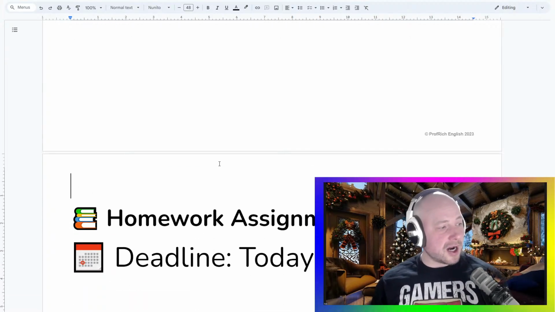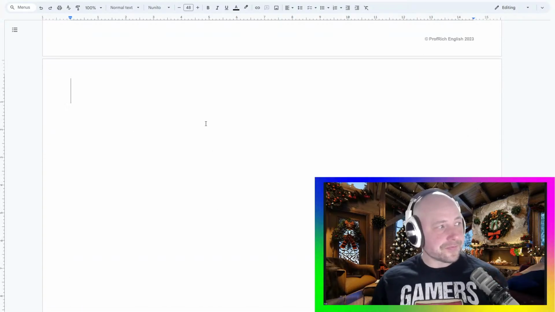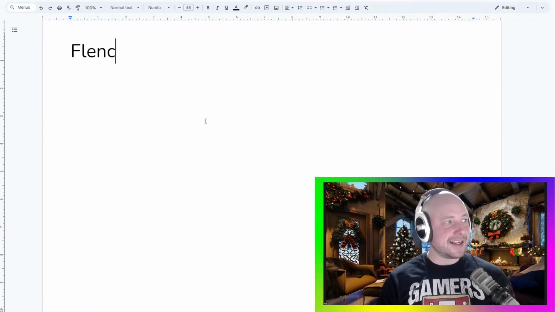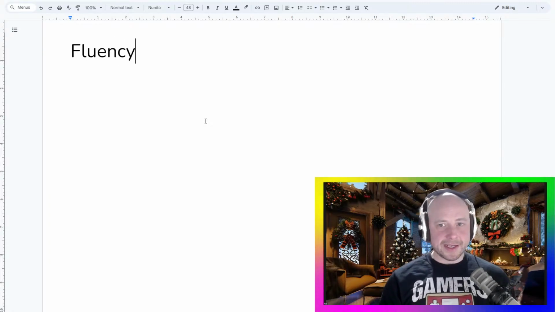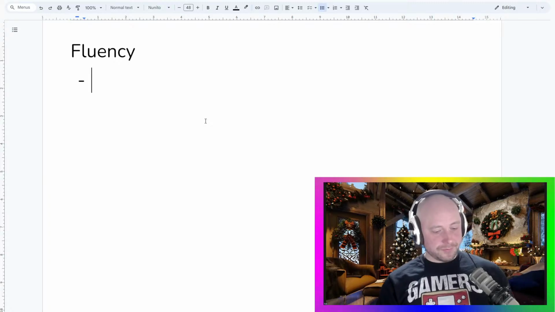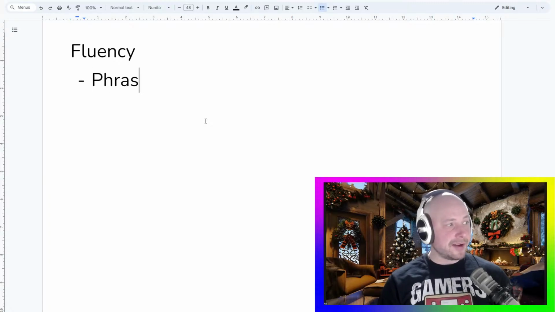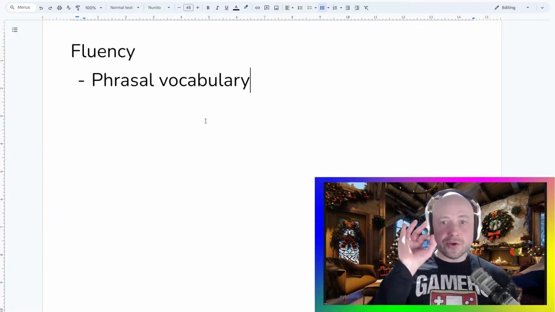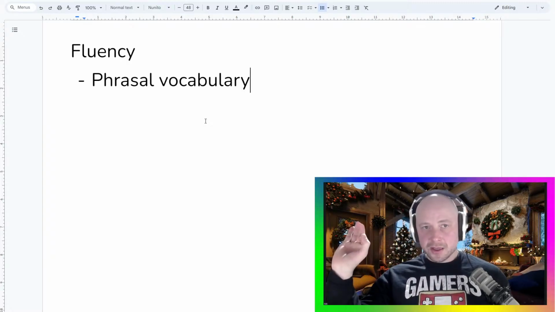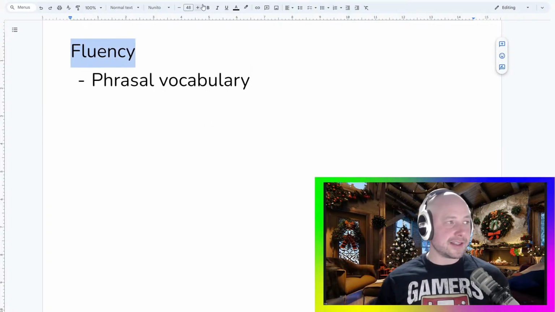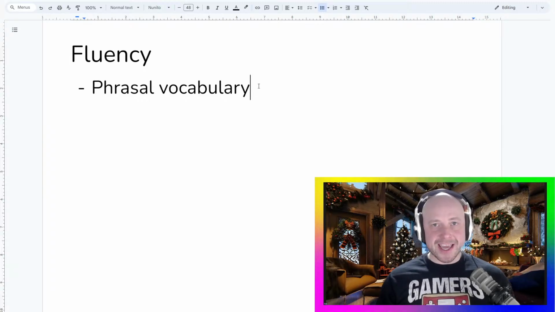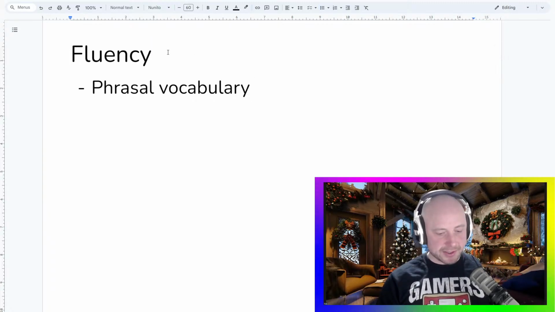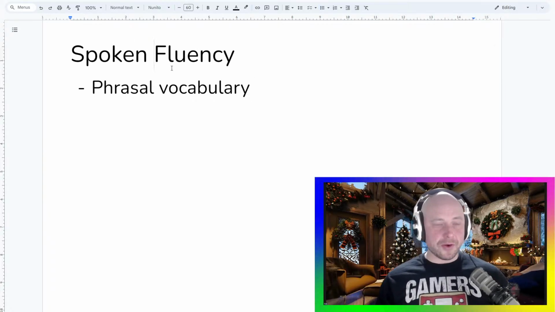If we have a look at the things that are important for fluency, what things do we need in order to have fluency in English? Well, we need phrasal vocabulary, that's for sure. If you're using word-to-word grammar, you will not have good fluency in English. That's absolutely true. Your brain cannot work fast enough for you to consider every single word and connect them together. That's not how spoken fluency works. Let's make this clear that it's spoken fluency we're talking about.